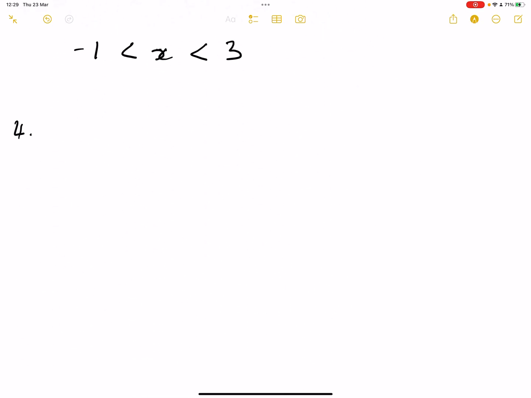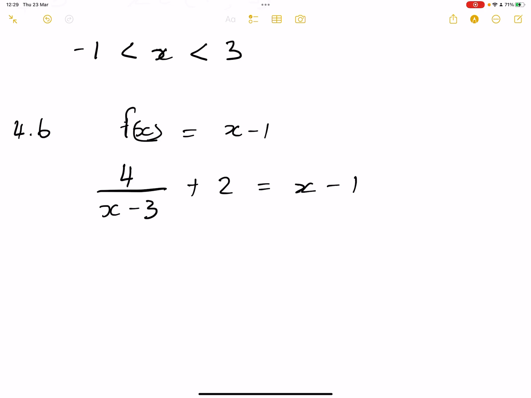So that's 4.6. So we're going to say, right, what is our graph? So this is where f of x is equal to x minus 1, right? So that's going to be 4 over x minus 3 plus 2 is equal to x minus 1. Let's try and be as quick as possible about this one. All right, so we're going to say this is 4 over x minus 3, going to take this to the other side, is equal to x. Now if I take this to the other side, it becomes negative, so that's x minus 1 minus 2, which is x minus 3, right?